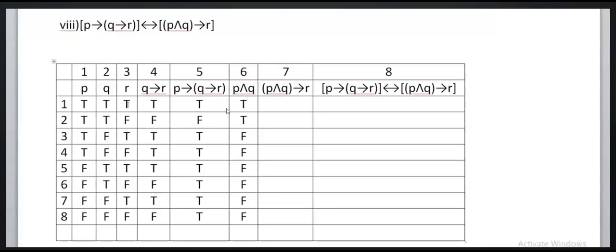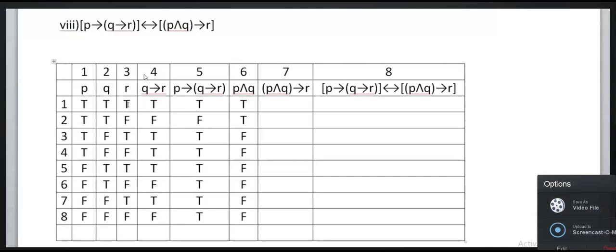Now the seventh column. That is P and Q implies R. Now here, T implies T. T implies T, both are same, therefore it is true. T implies F, therefore it is F. F implies T, therefore it is T. F implies F, both are same, therefore it is true. F implies T, therefore it is true. F implies F, both are same, therefore it is true. Now see this.